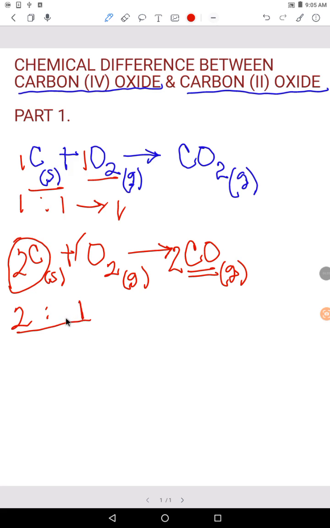In our next video, we'll be explaining the real meaning of the numbers, the meaning of 4 and the meaning of 2 as they are applied in the nomenclature of carbon 4 oxide and carbon 2 oxide.